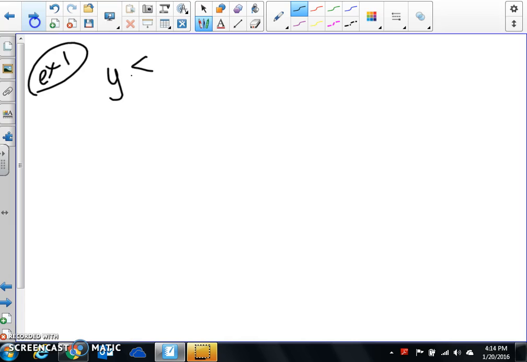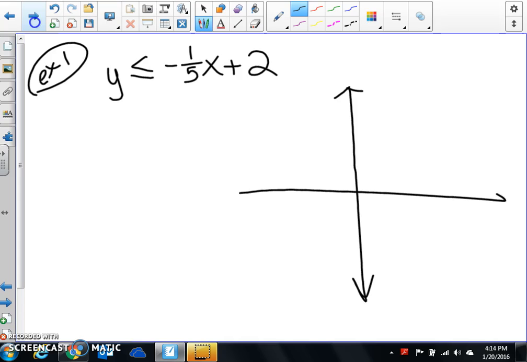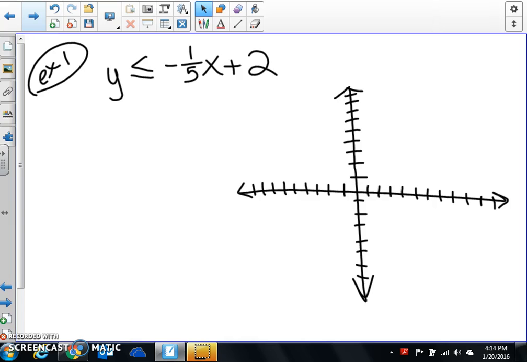Y is less than or equal to negative 5x plus 2. Go on over here. Draw your coordinate plane. All right. So the first thing we check is if it is in y equals mx plus b, and sure enough, it is. So the first thing I plot is my b, which is a positive 2, so I go to the y-axis, place my dot there.